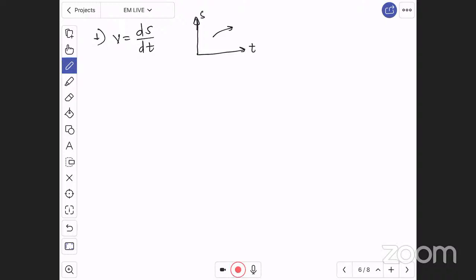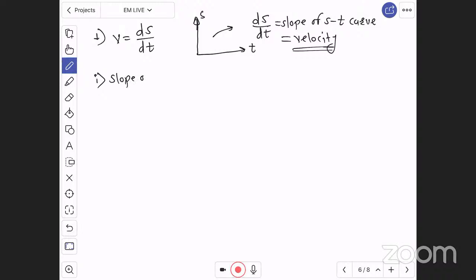Okay. Can I say here ds by dt is nothing but change in y coordinate divided by change in x coordinate, which is nothing but slope of displacement versus time curve. Means ds by dt is slope of displacement versus time curve, which is nothing but velocity. Very interesting, right? Therefore, the first point is: slope of displacement versus time curve is velocity. This is a very important result. This is the first result, right?